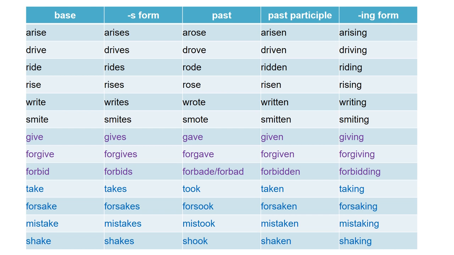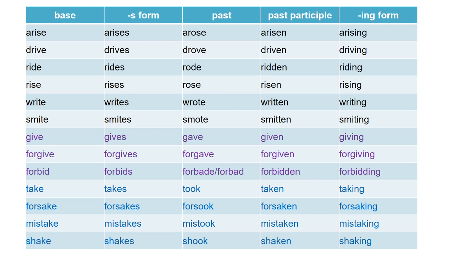Smite, smote, smitten. Now the next set, the ones in purple, follow the same pattern in that they have a different sound in the past from the sound in the past participle. So let's look at the verb give. Give, gave, given. Forgive, forgave, forgiven. Forbid, forbade, forbidden. Now some people say forbade in the past tense. But it follows the same pattern in that it starts with one sound, shifts to a different sound in the past, and then shifts again to another sound in the past participle.